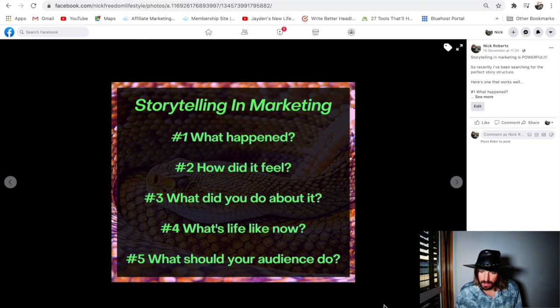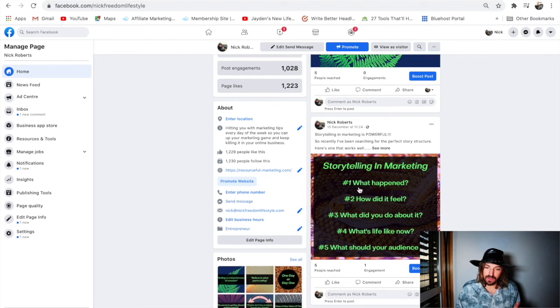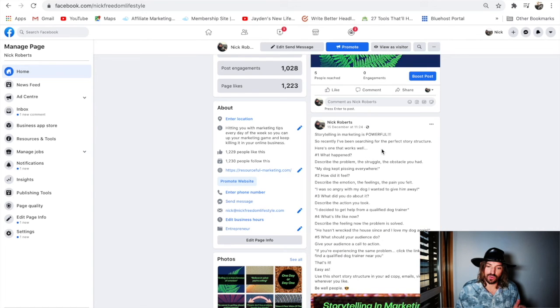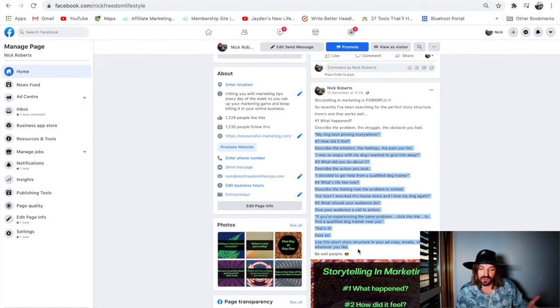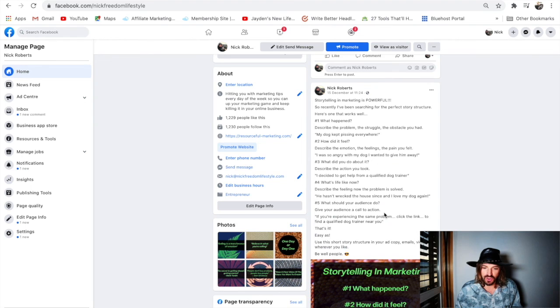And actually, if you go to my page, you'll find the post here. And I've actually walked you through another example, which is for like a dog training product. Okay, look, you can see my dog kept pissing everywhere, and it sort of takes you through the same story structure, but with a slightly different example in a different niche. So go check that out if you want.